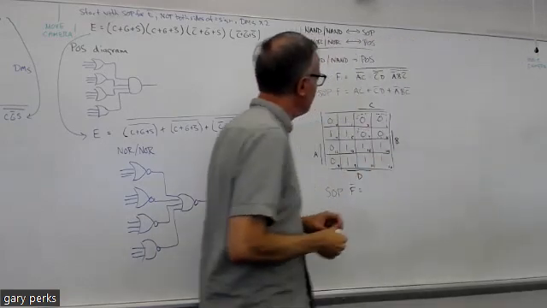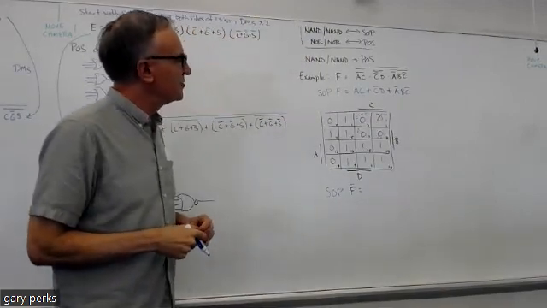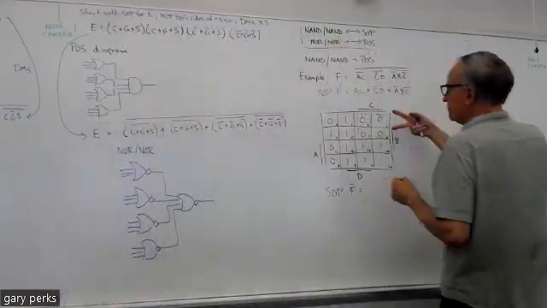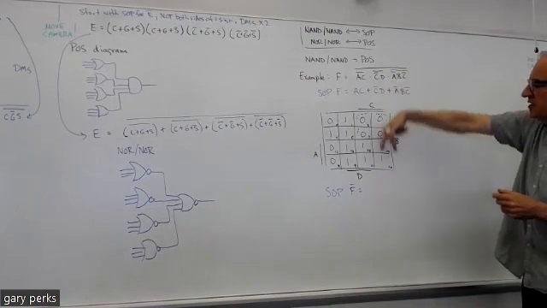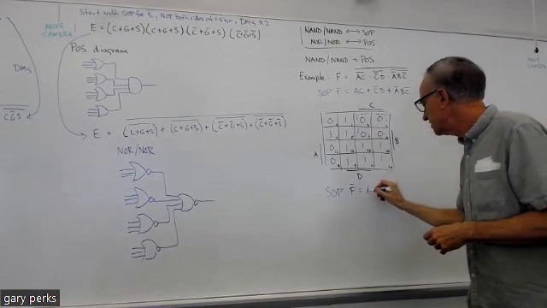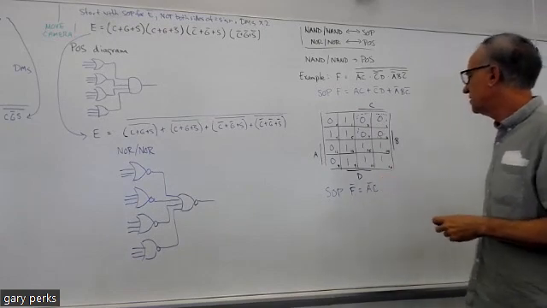And what term is that group of 4 going to give us? Not A, C. Not A, C, right? Everyone agree? That 4 grouping, it's in the not A row, C column. So this is going to be not A, C.